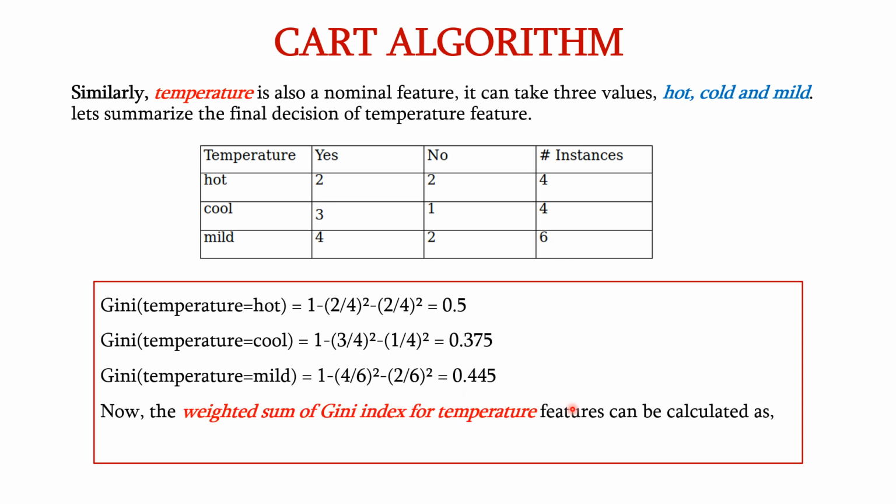So next we have to find the weighted sum of the Gini index for the temperature. The weighted sum for hot is the total number of instances, 4, divided by the original number of instances in the table, 14. So 4 by 14 into 0.5, the Gini index for hot, plus for cool, 4 by 14 into the calculated value 0.375, plus for mild, the total number of instances 6 divided by 14 into the value calculated, 0.445. So we have the final value as 0.439 for temperature.